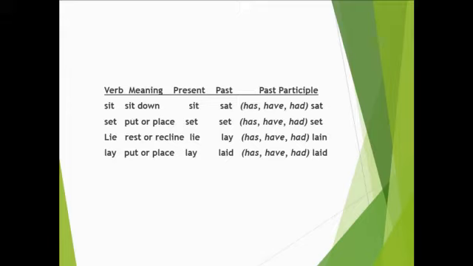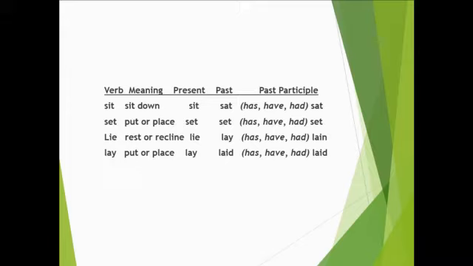The next word is set. Now you see sit and set are almost the same. Set here means put or place, to place something. In present this word is set, past set, and past participle together with the helping verbs has, have, had, it will be set. So set doesn't change, it remains the same. But sit in present is sit, past sat, and past participle together with has, have, had becomes sat.